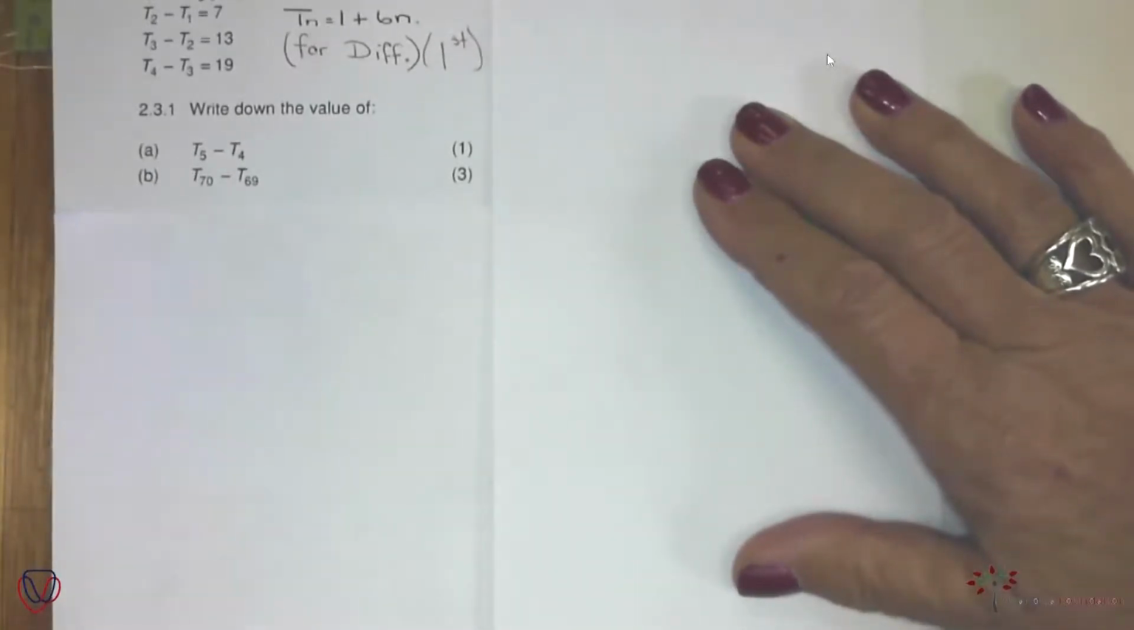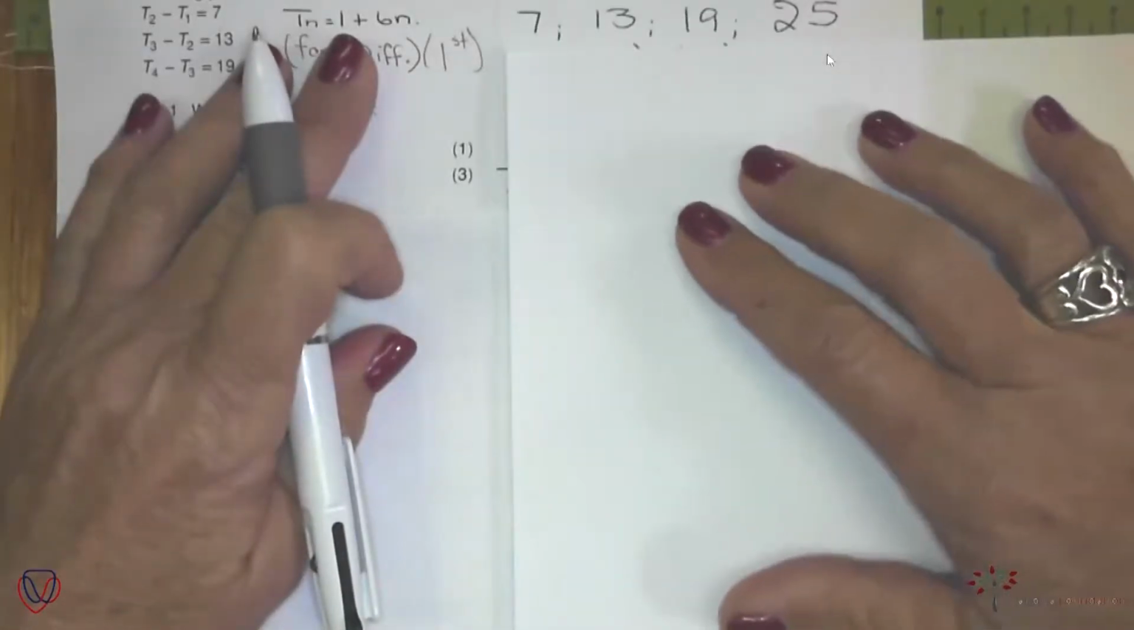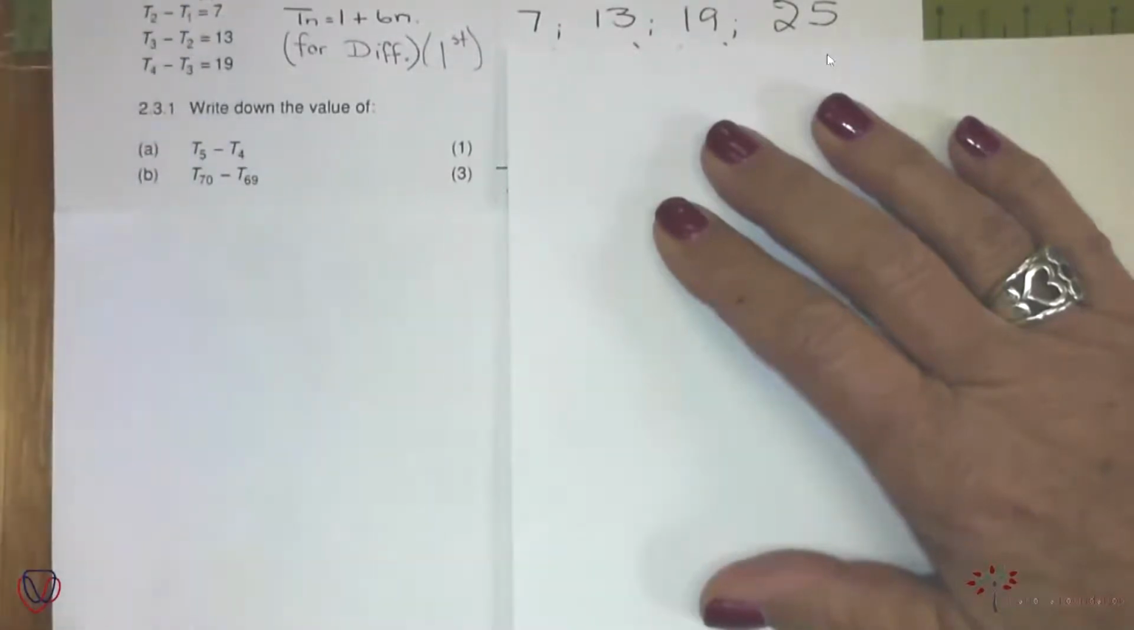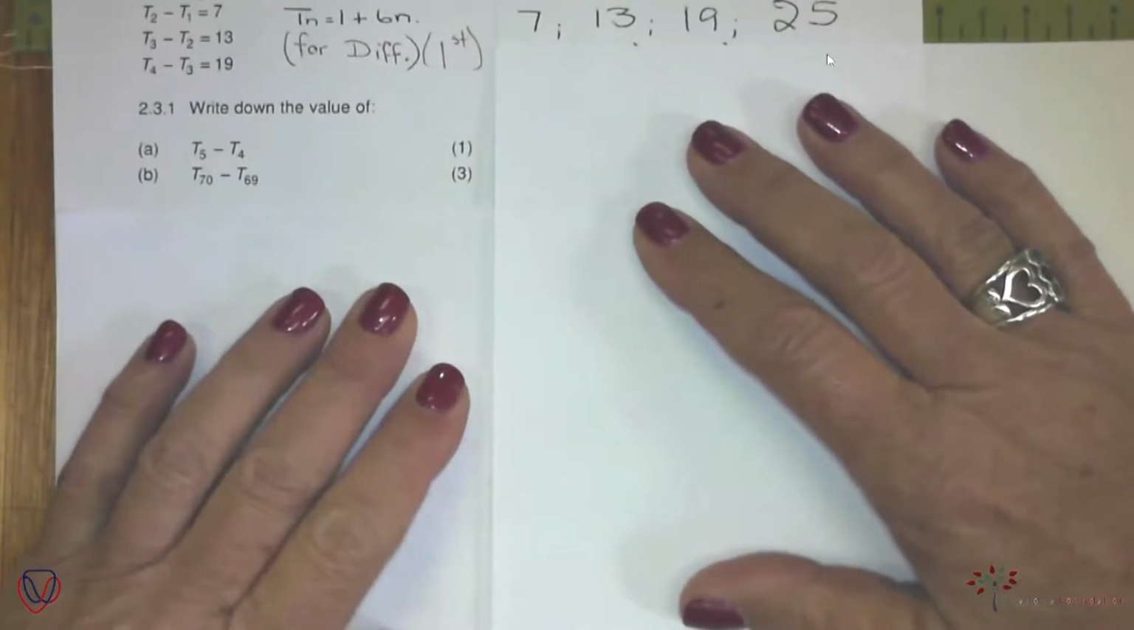T70 minus T69. Oh, golly, people, now it's not going to be so easy, because you'll have to count up to there, unless you've got another method, and there is another method. We're not going to count. Okay.